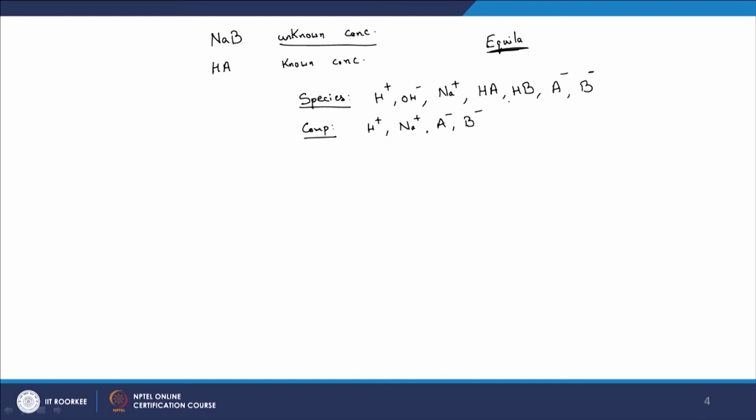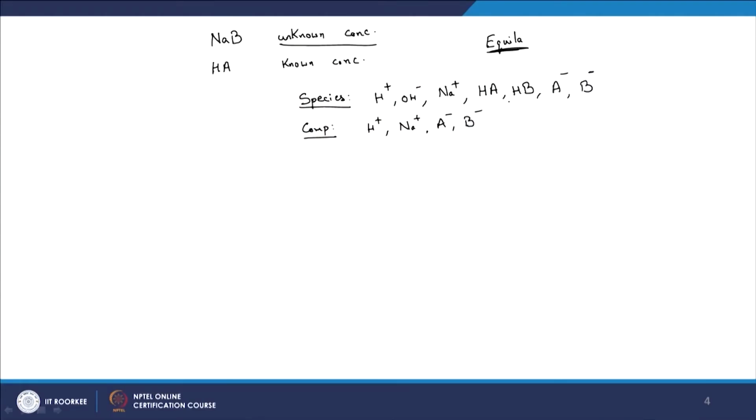And from our prior knowledge, we know we need to choose components, and they obviously are going to be H plus, and what else please? Na plus and A minus and B minus, right? You need to choose your components such that you will be able to arrive at your particular species, right? And that is something we covered in great detail earlier. So again, what next though?